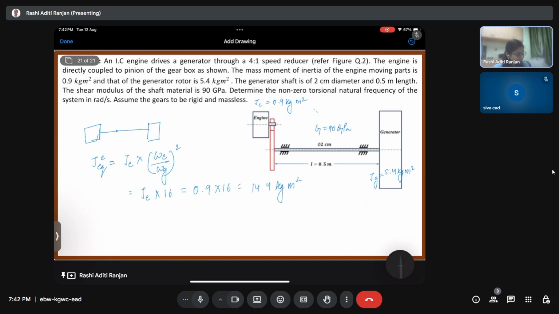Okay, done. Second, now we know the generator's moment of inertia and we know the equivalent moment of inertia for the engine. The second thing to find out is the stiffness. First, the engine shaft is very small. It is very close to the gear, so we can neglect it, and that is also not given in the question.